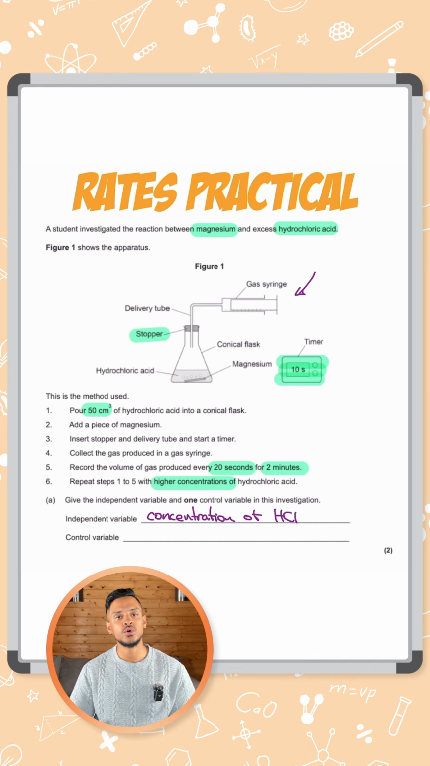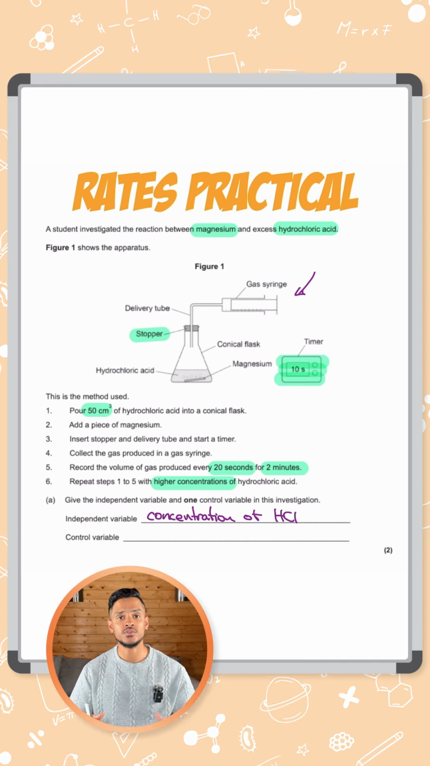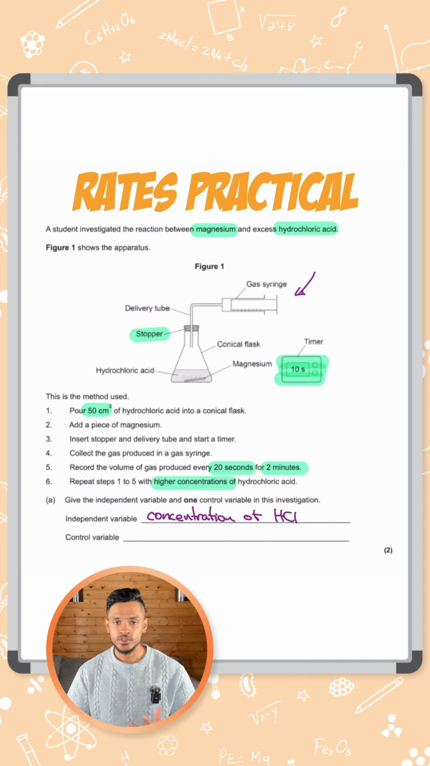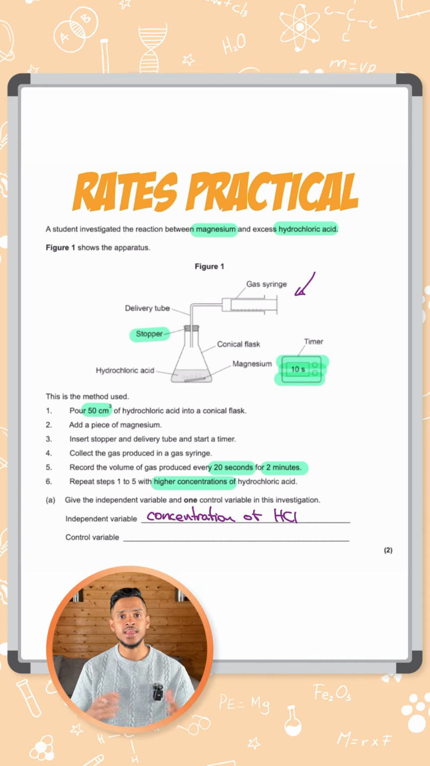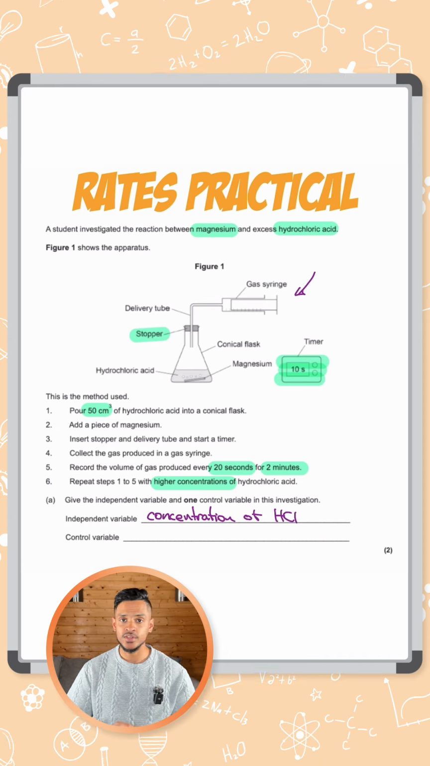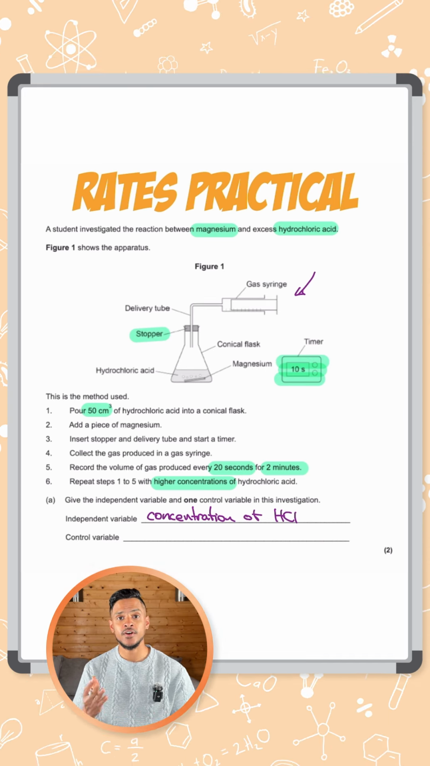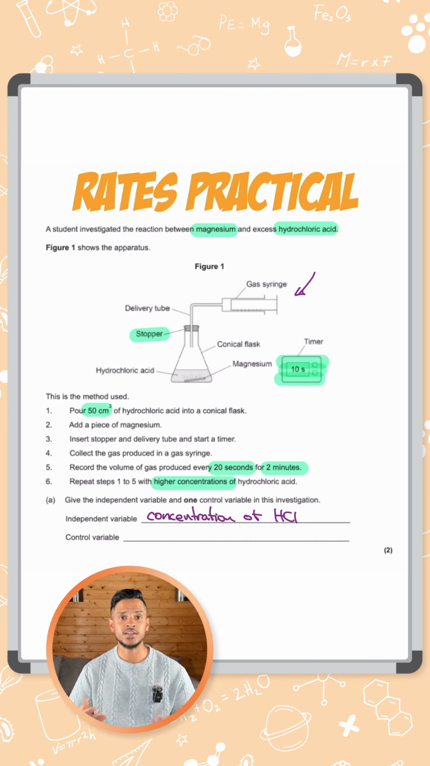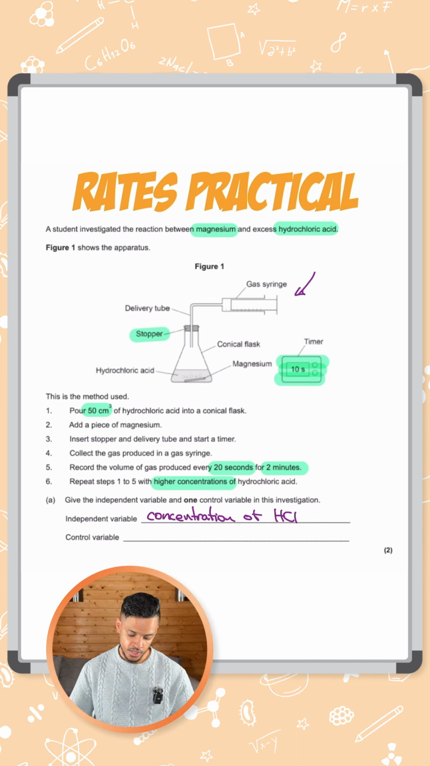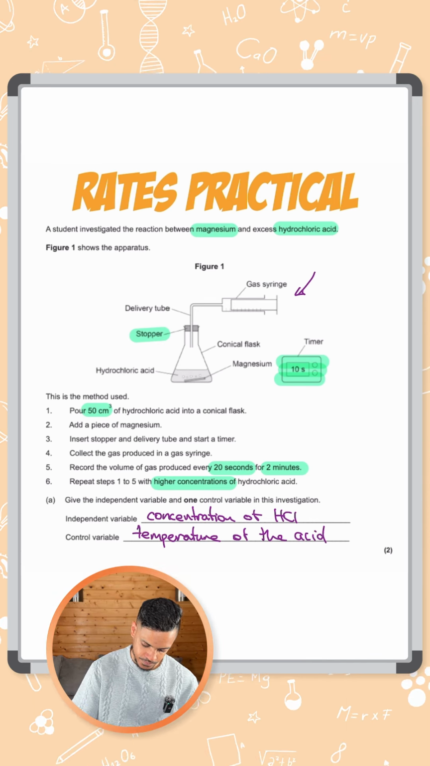And it says one control variable. There's quite a few you can say here. What conditions do we need to control to ensure we have a fair test here? So you can mention things like the length of the magnesium, the volume of acid that you're adding into the beaker, or temperature of the acid, because if you have different temperatures for the acid, that could affect how fast the reaction's occurring as well. So I'm just going to write one of these. I'll write temperature of the acid. 2 marks.